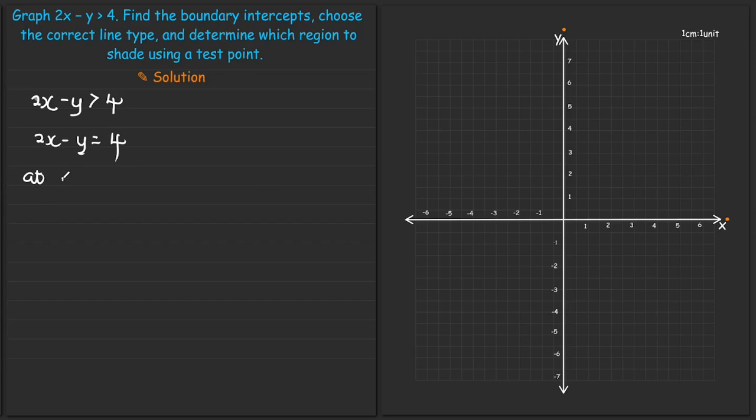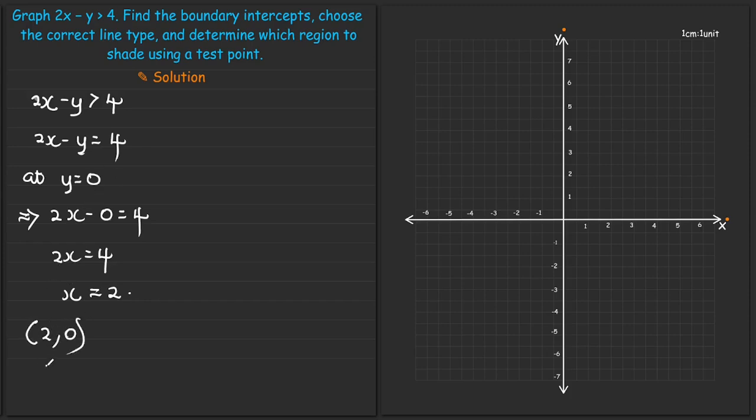So at y equal to 0, it simply implies that we have 2x minus 0, which is equal to 4. Making x the subject, we have 2x being equal to 4, which implies that x is equal to 2. Hence, the point this is giving us is 2, 0. Then we come to x being 0.